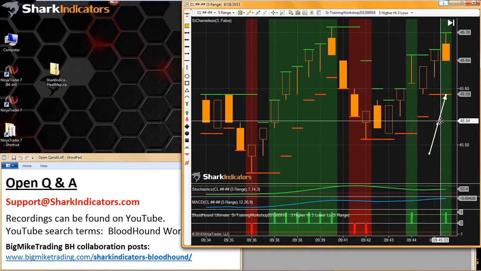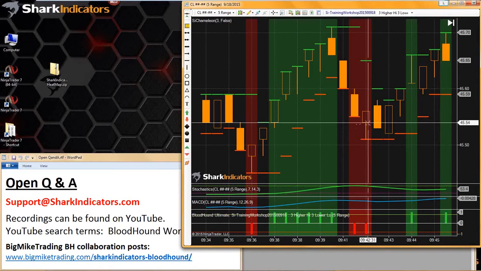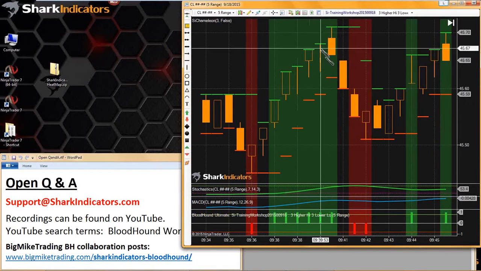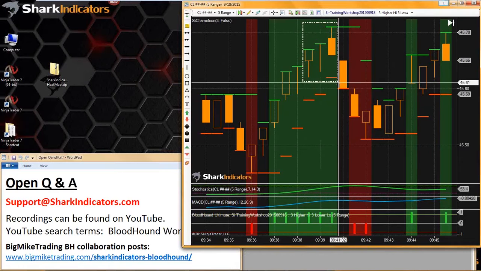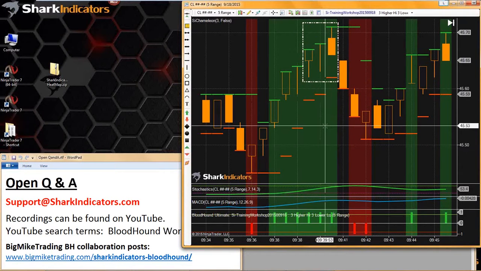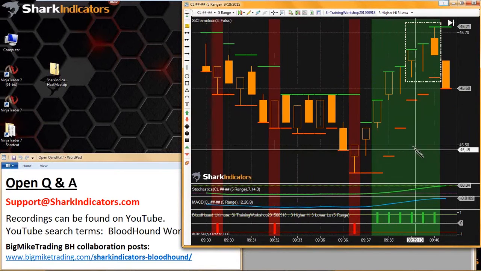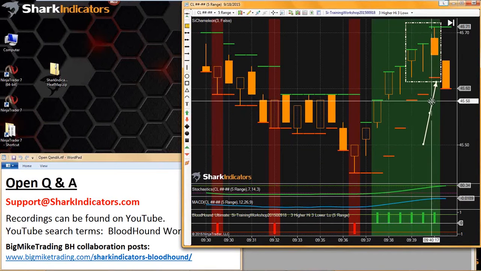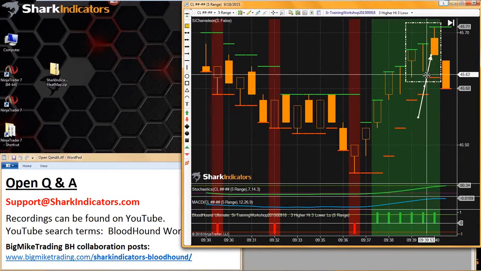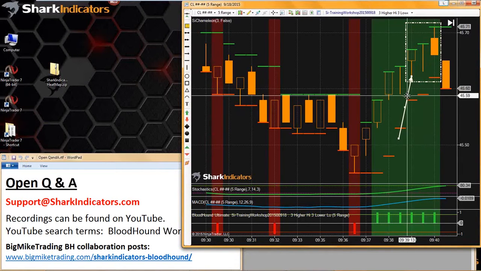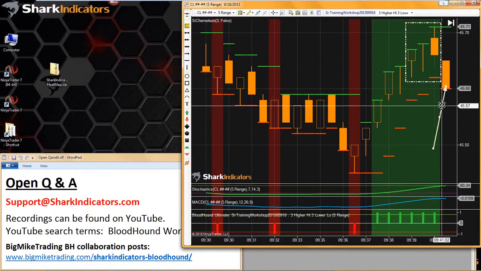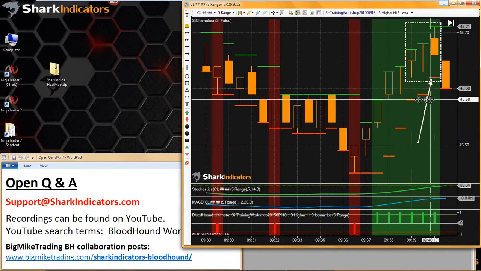So let's see. I'm just looking at the chart, trying to find a line break situation here. And I think I found one. Right there, if we look at these three bars, let's scroll this over here. So we can see this red hash is identifying the lowest low of these last three bars, which is this bar right here, and then this bar broke it.